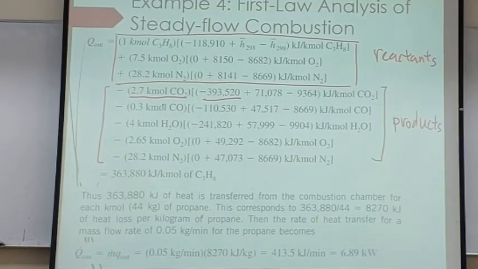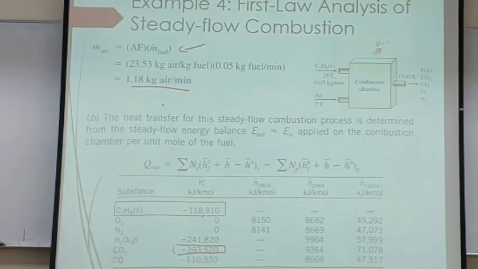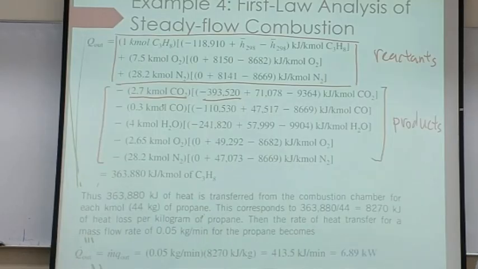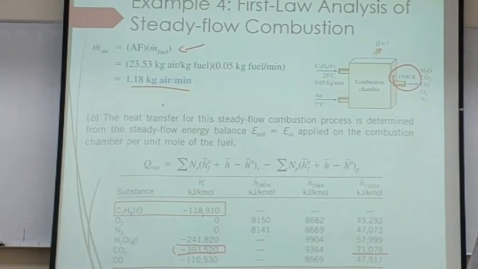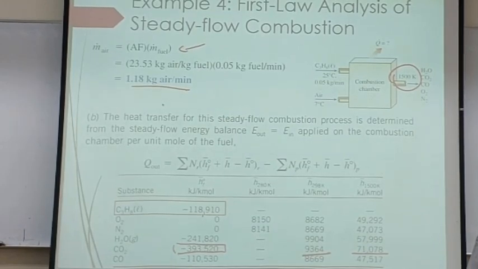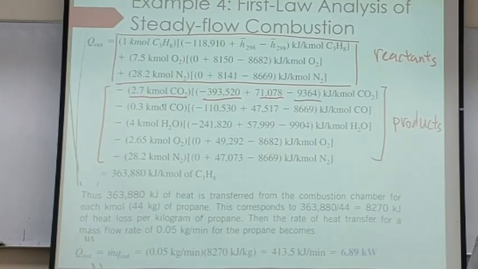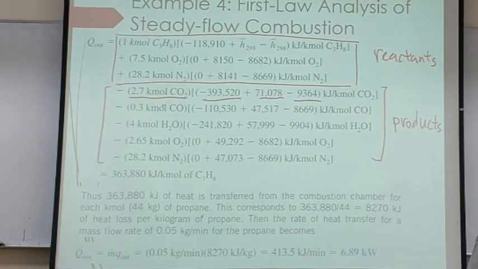Then once again, same thing, the change in the temperature from 25 degrees Celsius. So CO2 exit is 1500 Kelvin. So we take the value from 1500 Kelvin here, which is 71,000. Then this is the one. Then minus, again, reference is always 25 degrees Celsius. So we minus the reference one, which is 9364. So this one. So you repeat and do for all of them.